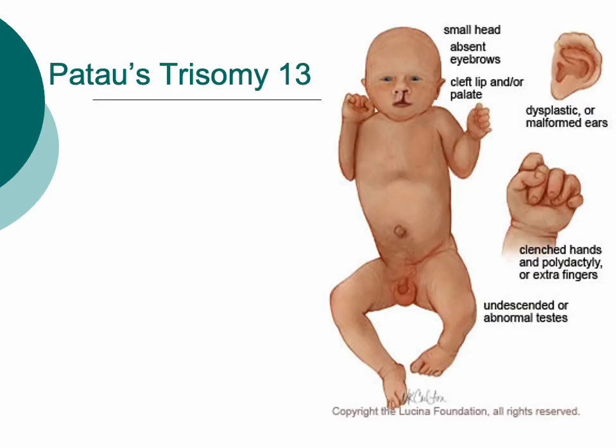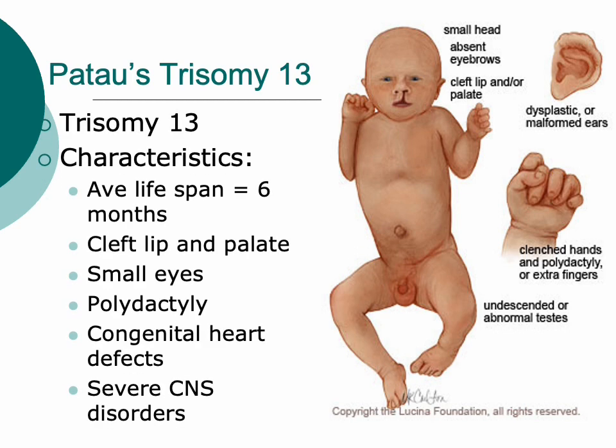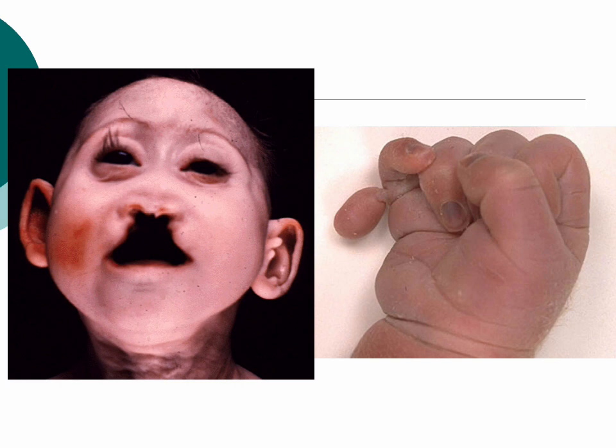So what are the characteristic features of infants having trisomy 13? You have an average lifespan of around 6 months. Infants would usually have cleft lip and palate. They would have small eyes. Polydactyly, we have multiple fingers or extra fingers. We have congenital heart defects as well as severe central nervous system disorders. Okay, so this is an example of a cleft lip and palate, which is also found in Patau syndrome. You have polydactyly, you have an extra finger.